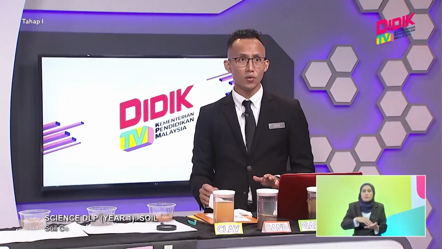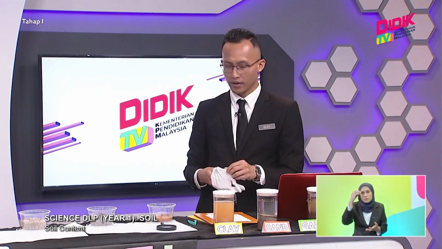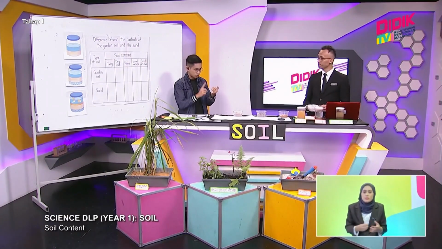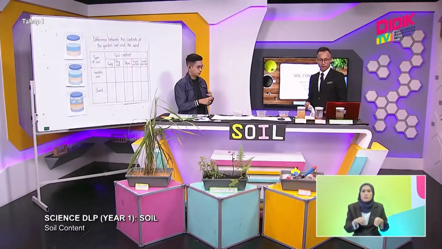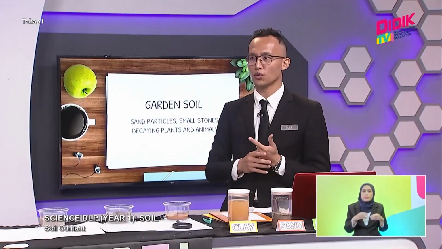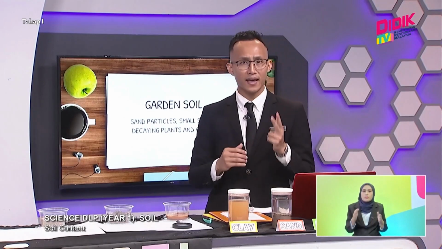Now we are going to talk about the soil content, the content of the soil. Just now we learned about the three types of soil, right? Now we're going to see what are the contents of each of the soils. Earlier we learned about garden soil, clay as well as sand. Now let us learn about garden soil. Garden soil consists of sand particles, small stones, and decaying plants and animals.